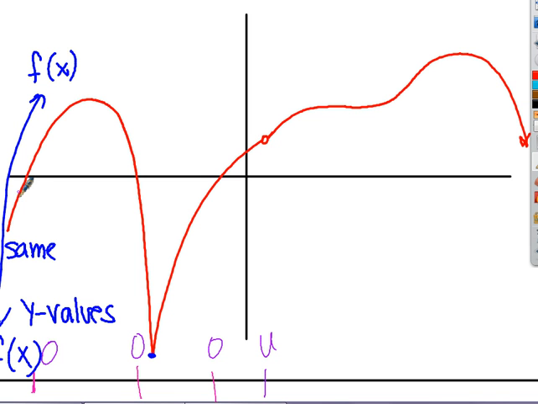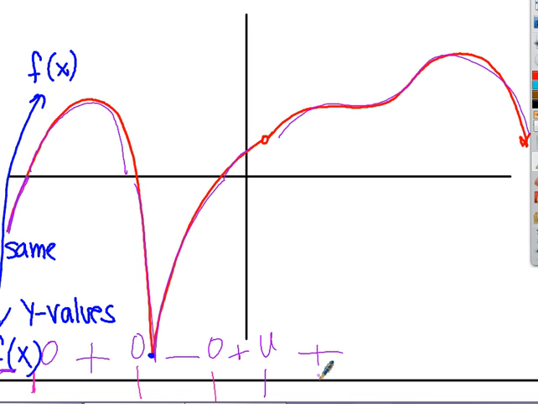The y values during this part of the graph are negative. The y values for this part of the graph here are positive. The y values here are negative. The y values here are positive. The y values all along here are positive. So that's how you get through doing a sign chart using the word. So I just keep saying the word y value, y value, y value.